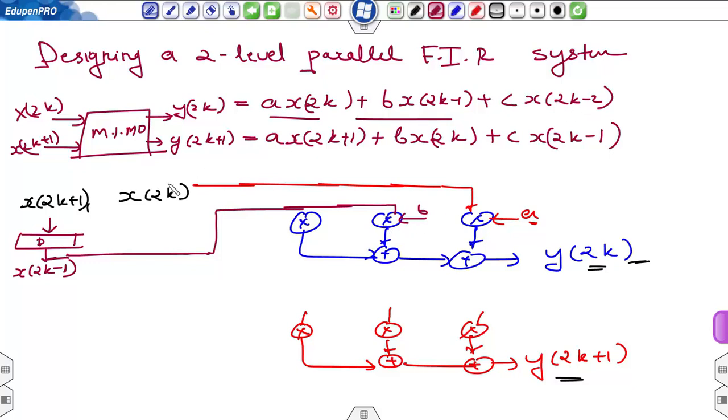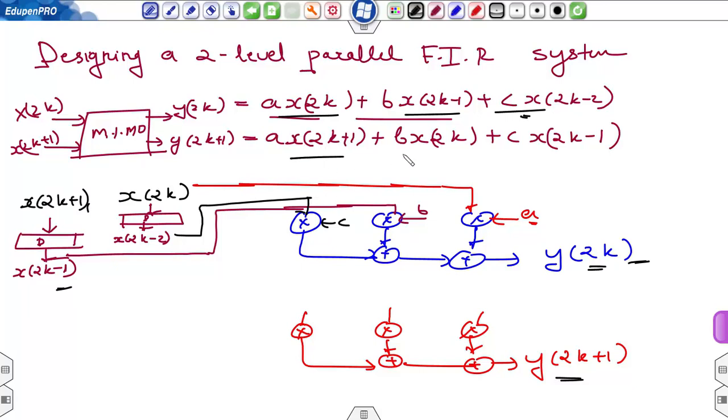This is 2k minus 2, so this can be generated by delaying this input signal. So a delay element d, and output will be x of 2k minus 2, and this can be given to this multiplier, and the second input is c. Okay, so this is a of x of 2k, c into x of 2k minus 2, this term, and this is b into x of 2k minus 1. Okay, so this is implemented. Now to implement this, we can connect the inputs in a similar manner.